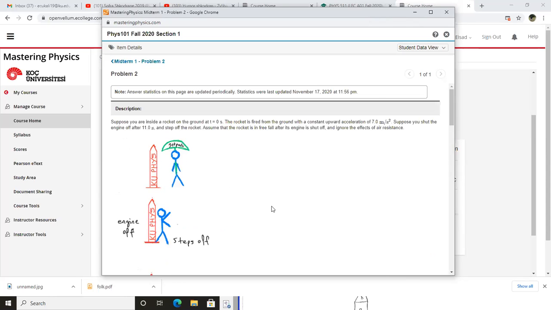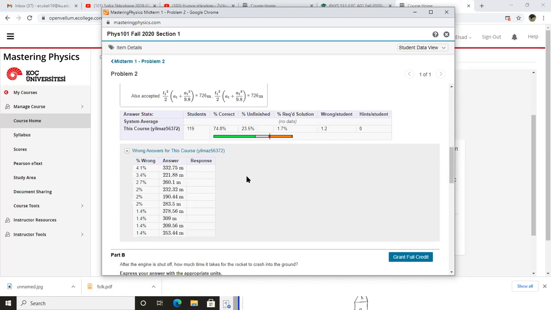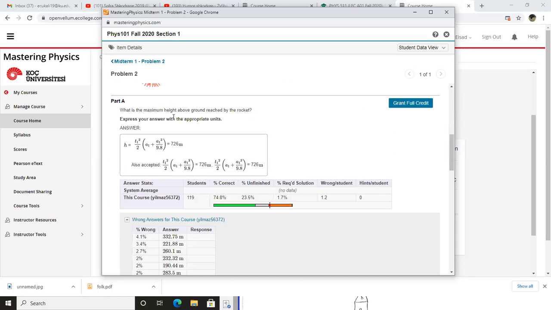Okay, so when does it happen? Exactly after 11 seconds, the engine is off, and the rocket will keep decelerating, stop somewhere and return back, like throwing an apple. When you throw an apple, you give it an acceleration, and after some time it goes down and returns back to your hand. So that is the same case here, and the acceleration is 7 meters per second squared. All right, so the first question is, what is the maximum height above the ground reached by the rocket?